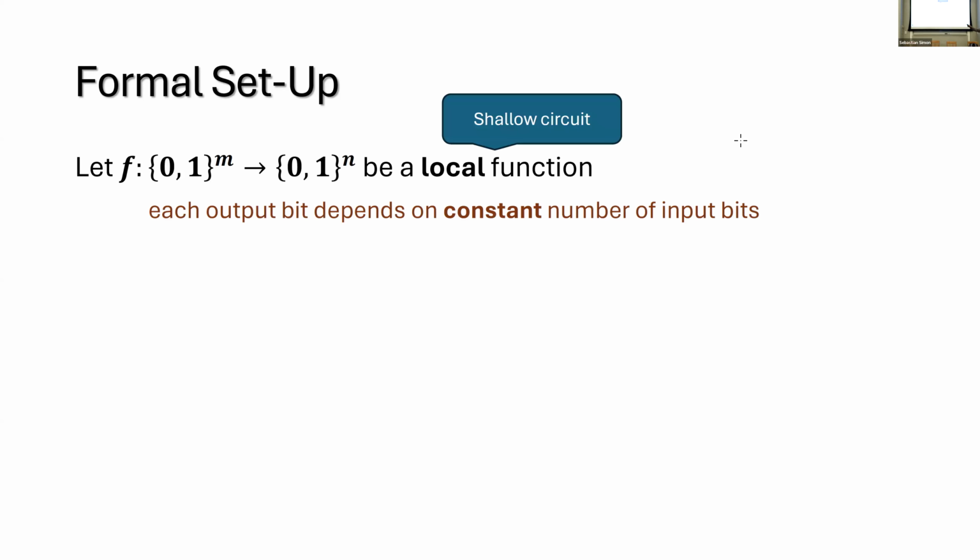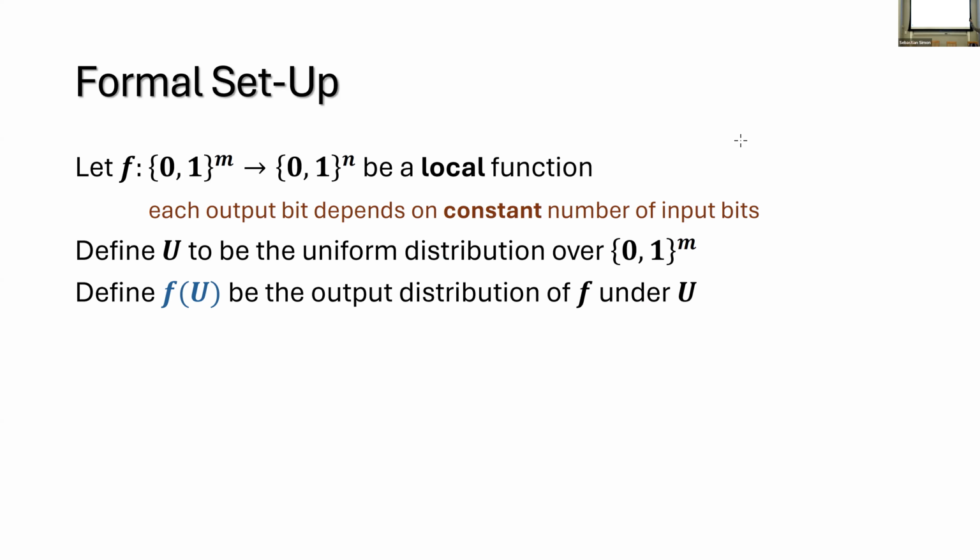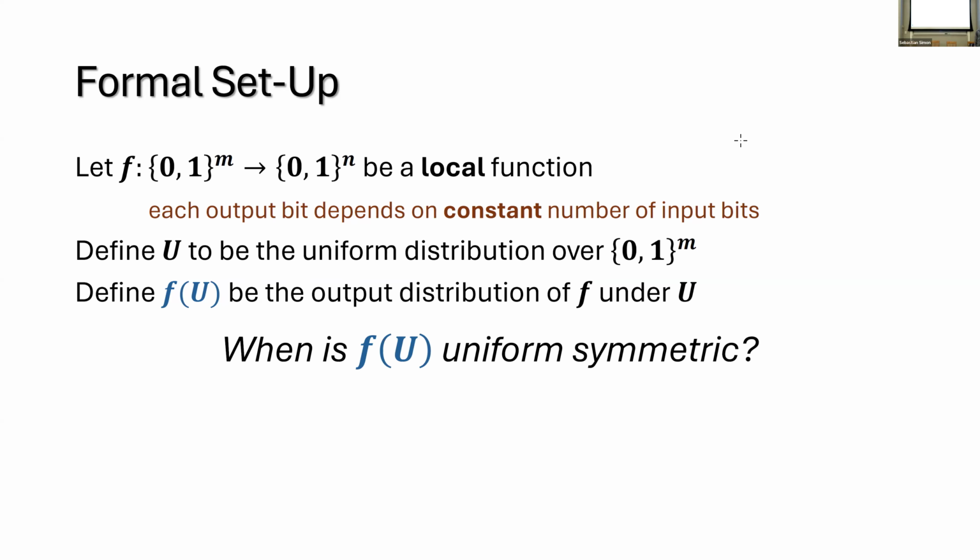And now let me go into the detail of what we proved. To do that, I need to set up the notations formally. So let f be a mapping from m-bit binary strings to m-bit output, and it will be a local function which captures the shallow circuit model. Here, local means every output bit depends on a constant number of input bits. And let U be the uniform random input, that is, a uniform distribution over m bits input. And I use f(U) to denote the output distribution of f under uniform random input. So this f(U) will be the distribution we care about, we want to understand. And the question we ask is, when is this output distribution f(U) uniform and symmetric? Note that here I don't put any constraints on m versus n.